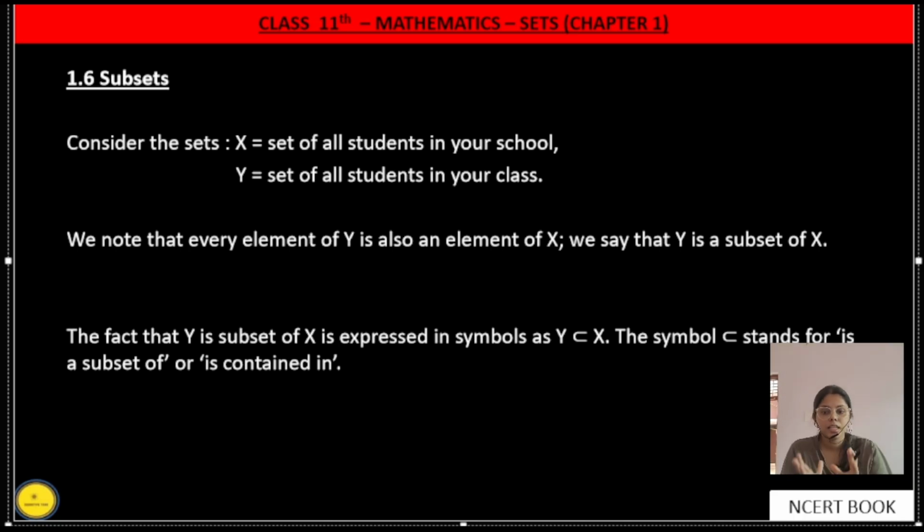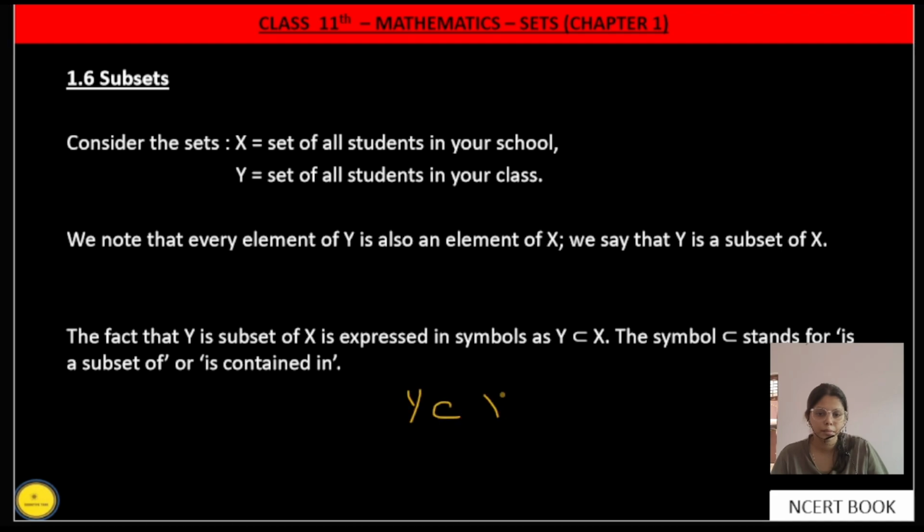Subset. Consider the set X, which contains all students in your school, and set Y, which contains all students in your class. So we know that every element of Y is also an element of X. So we say that Y is a subset of X. This is expressed as Y ⊂ X, where the symbol stands for "is a subset of" or "is contained in". We can say that Y is contained in X, or we can say that Y is a subset of X.